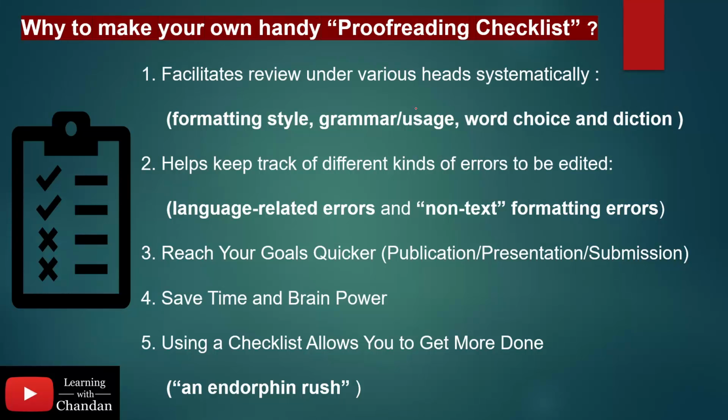Let's first understand why creating a proofreading checklist is beneficial for researchers and scholars. Generally, proofreading requires editing and reviewing your text under various subheads. A checklist will help you systematically organize your reviewing process under heads like formatting, grammatical errors, vocabulary and word choice, and sentence framing and structure. Also, a checklist of items will help you easily identify two kinds of errors. First is English language related errors, and secondly, it will help you to rectify non-text or formatting and indenting errors.